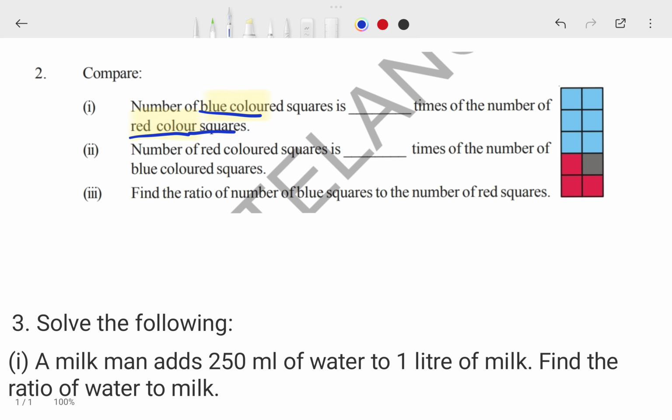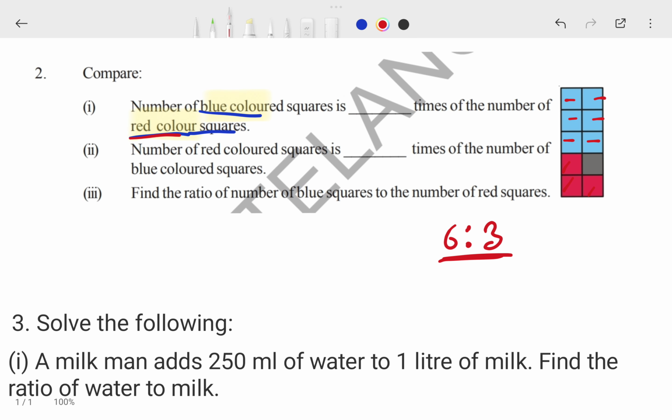Now if you count how many times blue color is there, 1 2 3 4 5 6, it means blue color is 6 times. Just put the ratio. Now how many times is red color there? Count 1 2 3, 3 times red color is there. So it is going to be 6:3. So the ratio becomes 6:3.